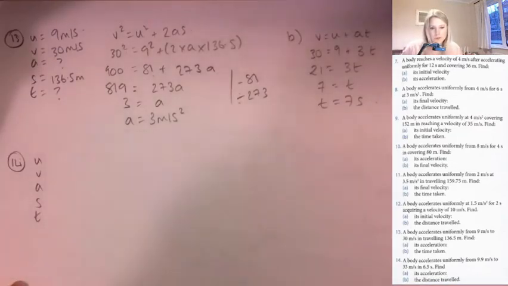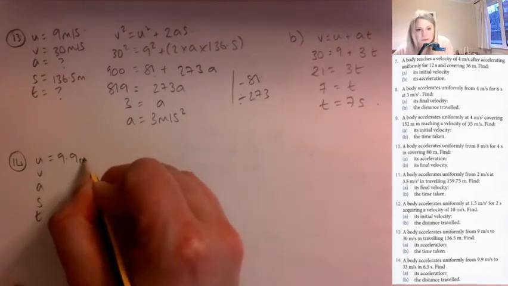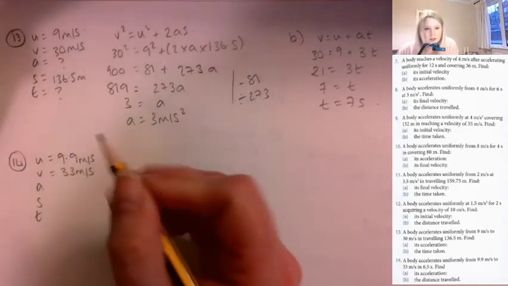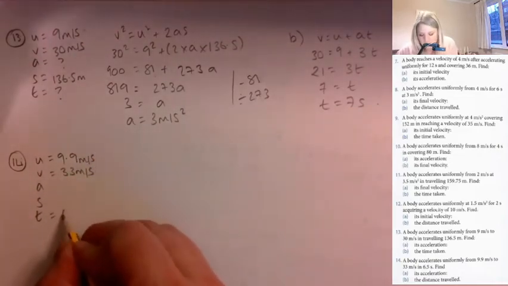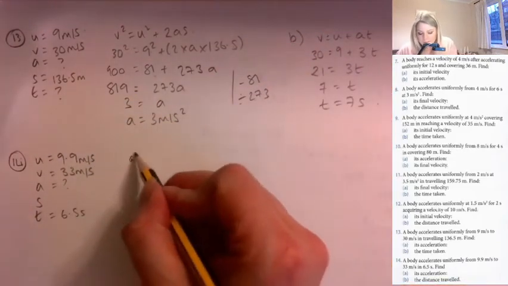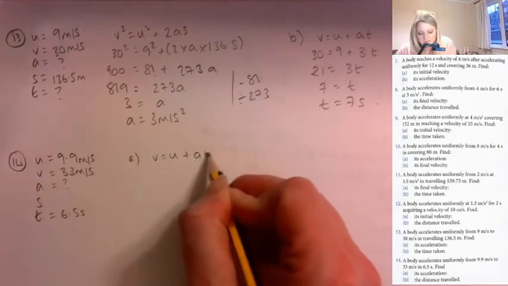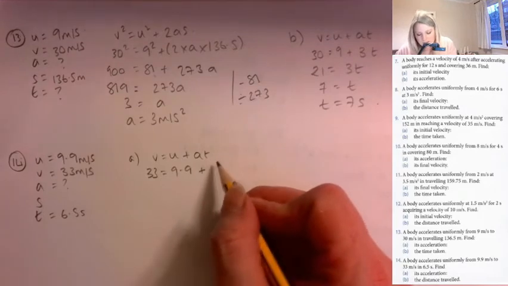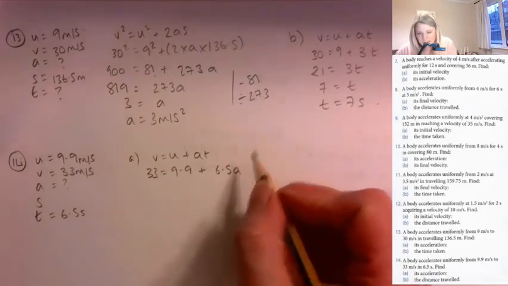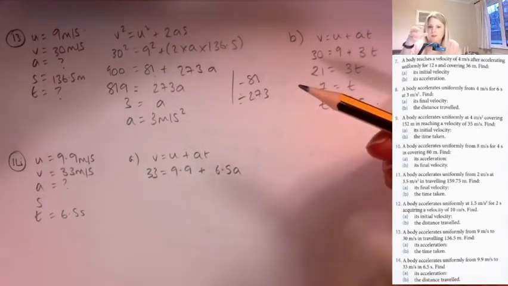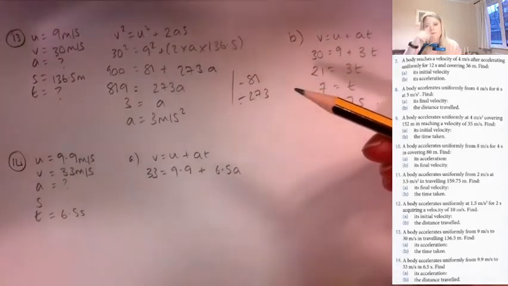Okay, last one, 14. A body accelerates uniformly from 9.9, so u is 9.9 meters per second, to 33, so v is 33 meters per second, in 6.5 seconds, so that's the time. Find its acceleration. So what links u, v, a and t? V equals u plus at. So 33 is 9.9 plus a times t, so I'm just going to write that as 6.5a. So I've substituted 6.5 in for t, but we don't normally write a 6.5. We only normally write the number after the letter, so that's why I've written it that way.